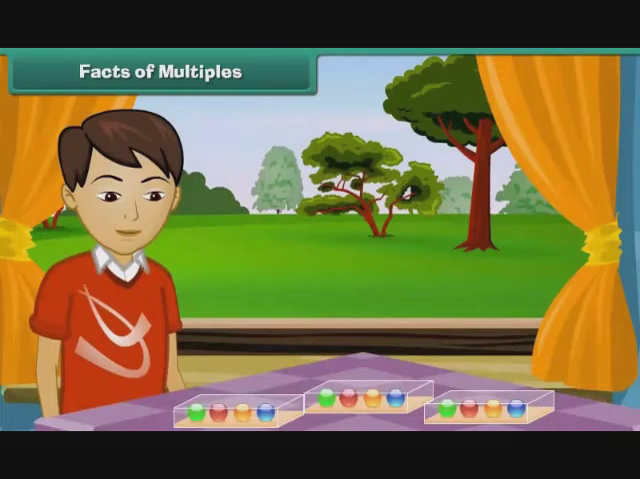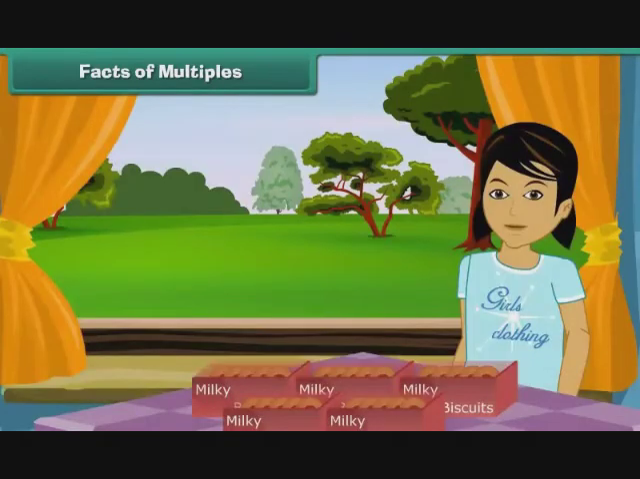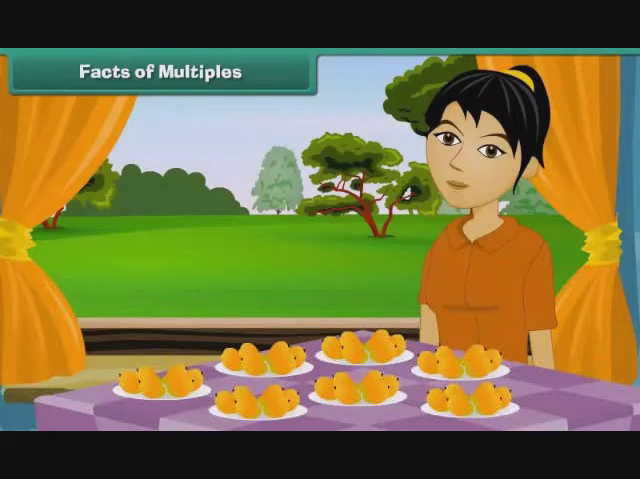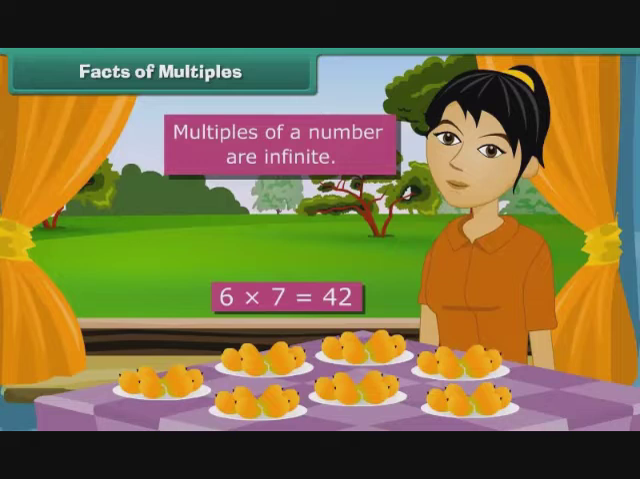Ved buys yet another box of 4 marbles. The total number of marbles is 4 multiplied by 3 is equal to 12. Prerna buys 2 more packets of 5 biscuits each. The total number of biscuits is 5 multiplied by 5 is equal to 25. Rashmi buys 3 more kgs of 6 mangoes each. The total number of mangoes is 6 multiplied by 7 is equal to 42. It is clear from these figures that a new multiple of a number can be generated by multiplying it with a new number. Therefore, multiples of a number are infinite.